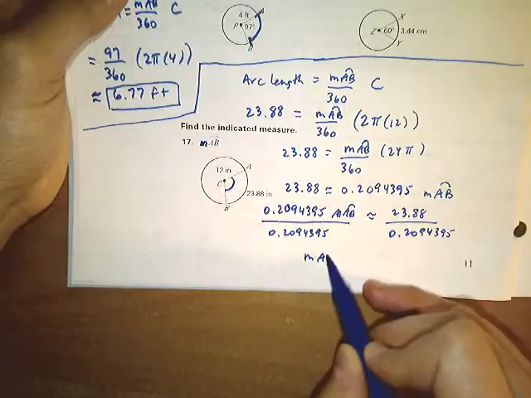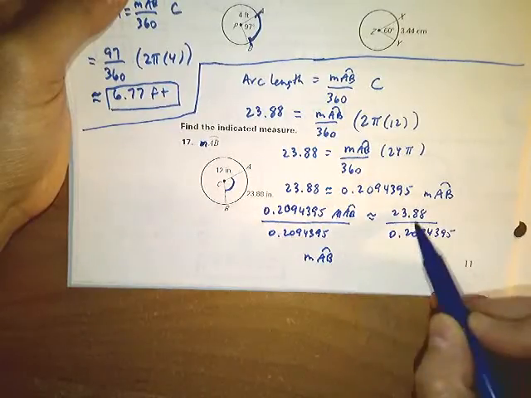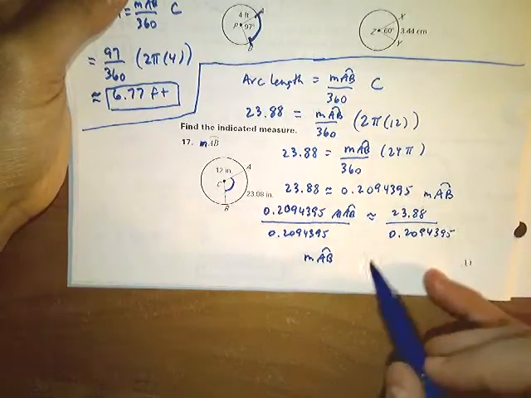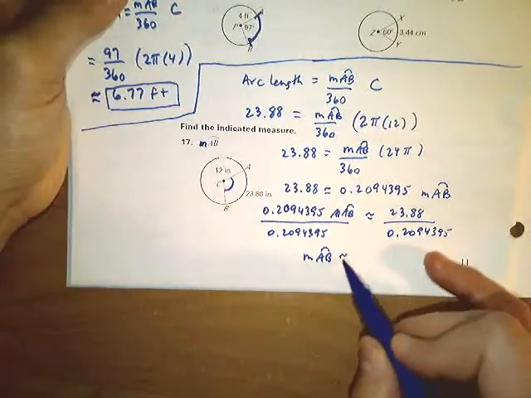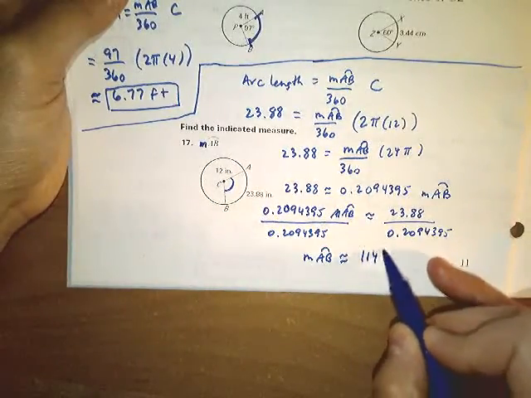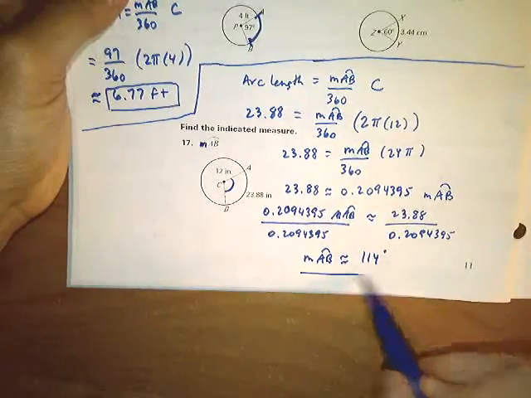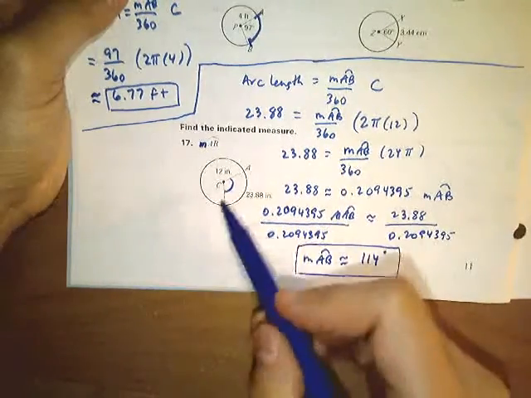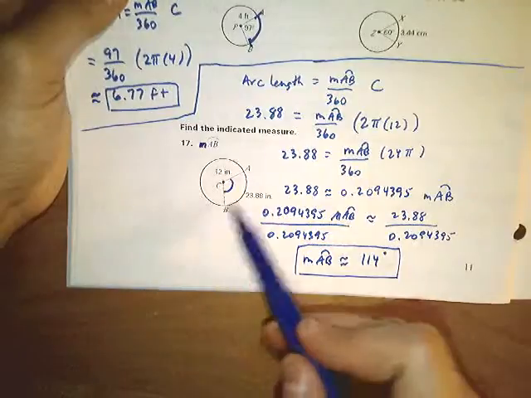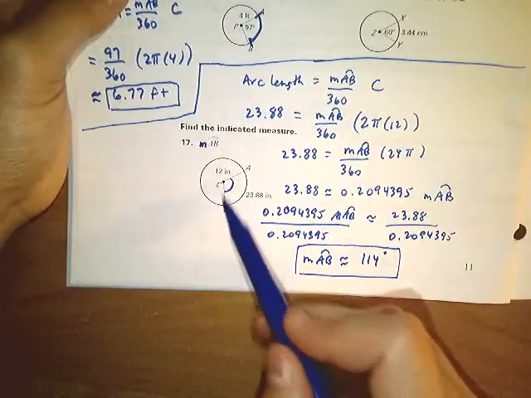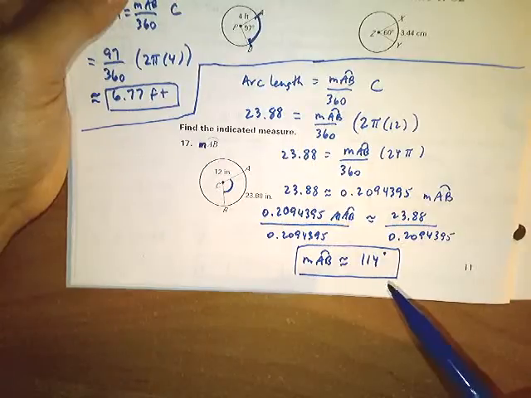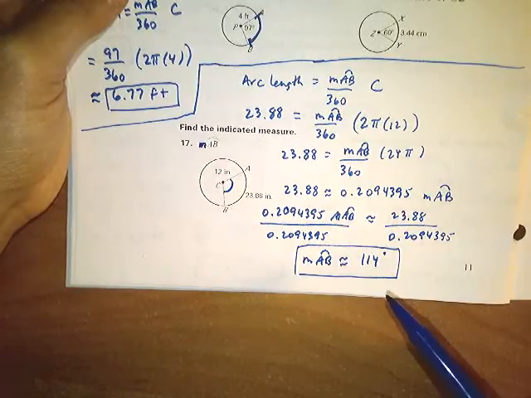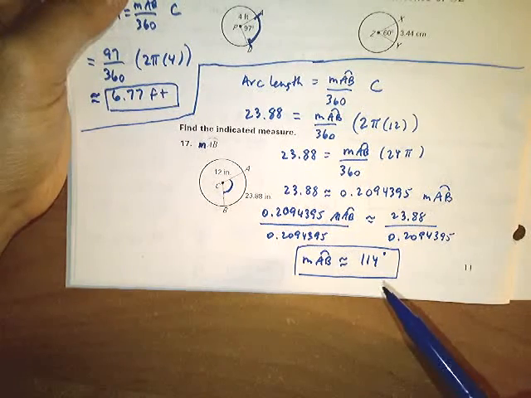So the measure of arc AB is 23.88 divided by 0.20943995, and I get approximately 114 degrees. Now does this look like 114 degrees? If half a circle is 180 and maybe this much would be 90? Yeah, that does look like 114 degrees to me. So that seems like a reasonable answer.